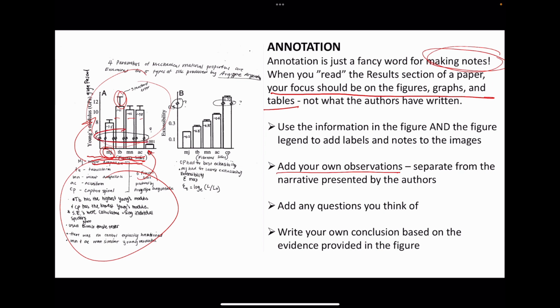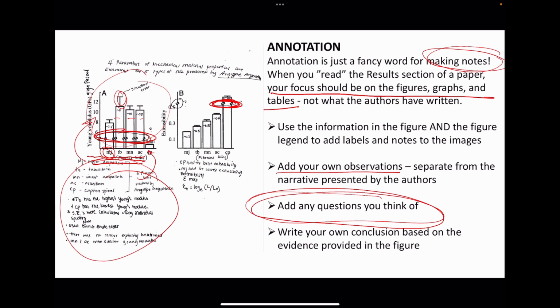What are these little things down here? Stuff like that, right? And there's no such thing as a stupid annotation. It's for you, right? It's for you to be able to understand what's going on. You're going to want to add any questions you can think of, right? Again, even something as simple as what the heck are these things, right?